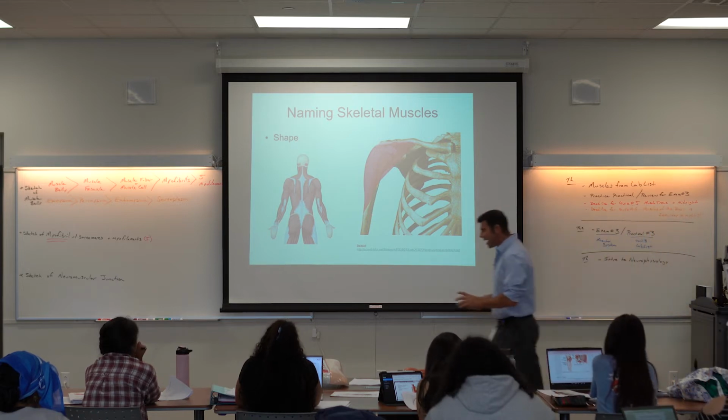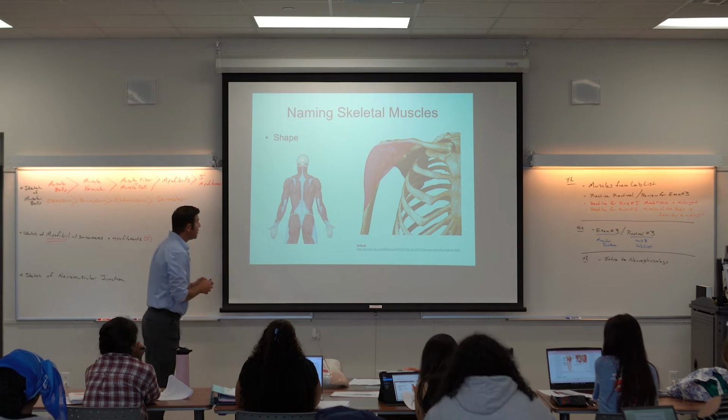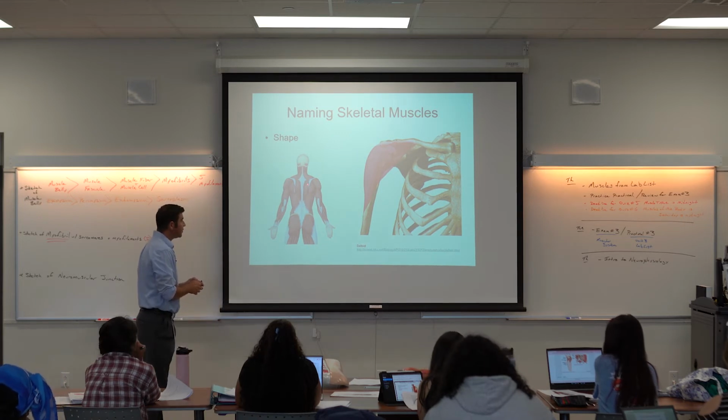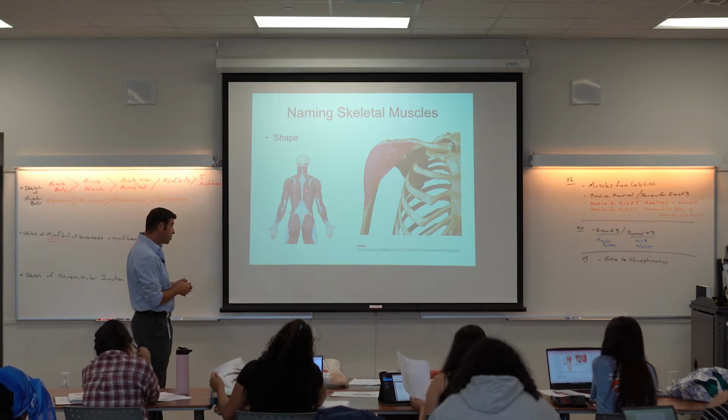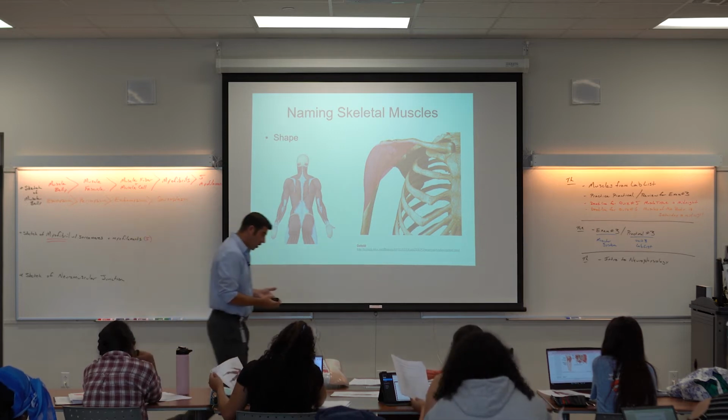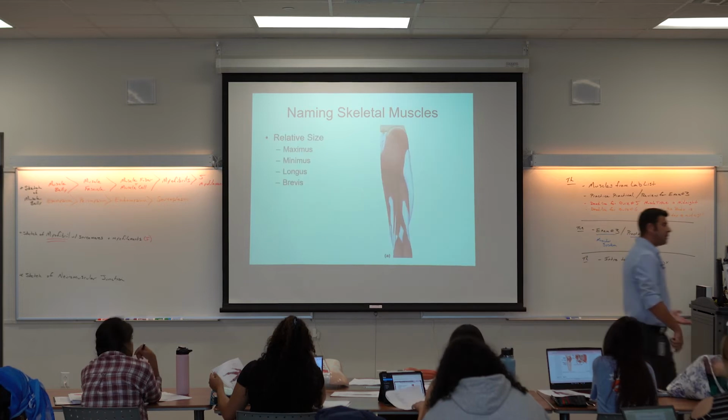You can also see, I don't know if this one made the lab list or not, the trapezius muscle, which is a trapezoid shape. There are also rhomboid muscles just underneath the trapezius that are rhomboid shaped. So muscles are sometimes named after their shape.